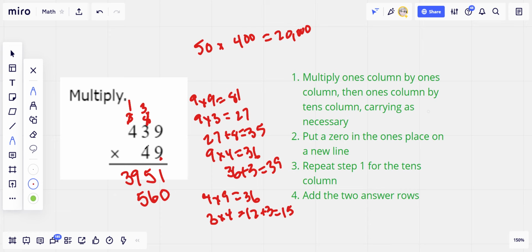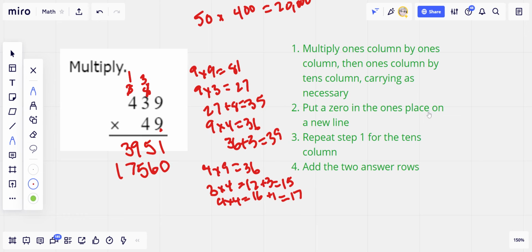And then we've got 4 times 4, and that's 16, plus 1, and that equals 17. And that whole thing goes down here. Okay, now we're almost done. We just have to add those two rows. So 1 plus 0 is 1, 5 plus 6 is 11, so the 1 gets carried. 9 and 1 is 10 plus 5 is 15, the 1 gets carried. 3 and 7 is 10 plus 1 is 11, the 1 gets carried. And we've got 21,511.